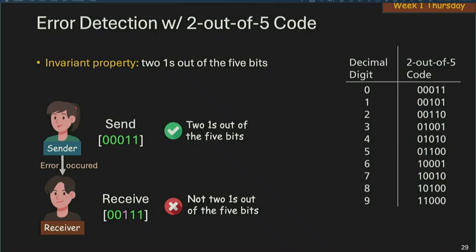And because I know that I should expect a 2 out of 5 code from our communication protocol, single 1s, 3 1s, those are invalid codes. So I know that something has gone wrong during the communication. Does it make sense? Yeah.